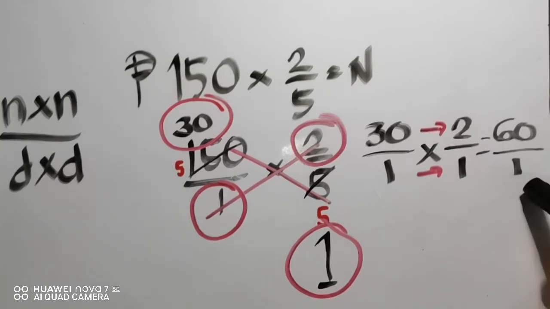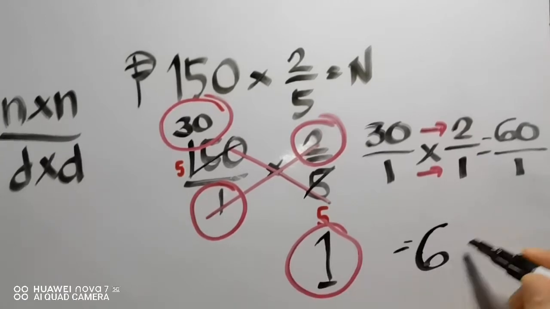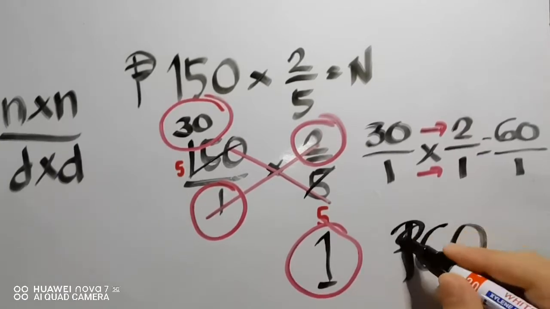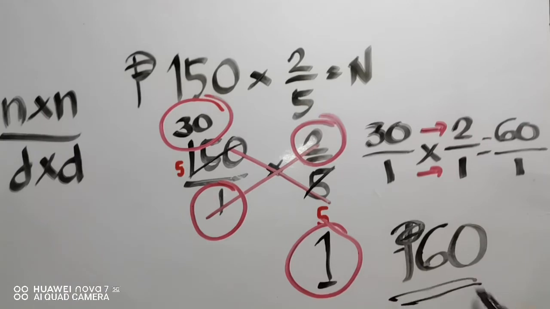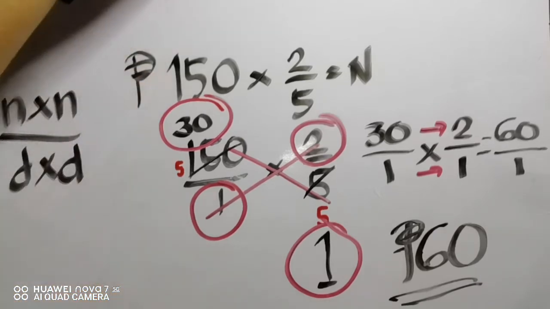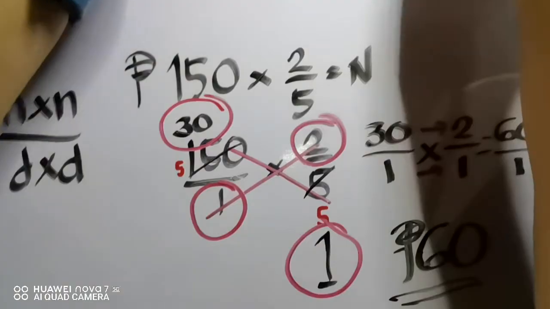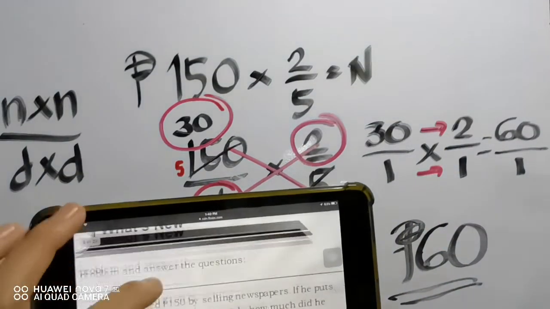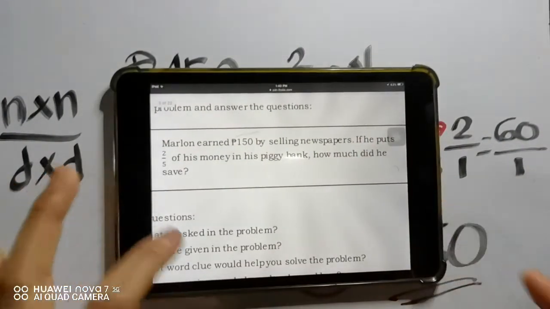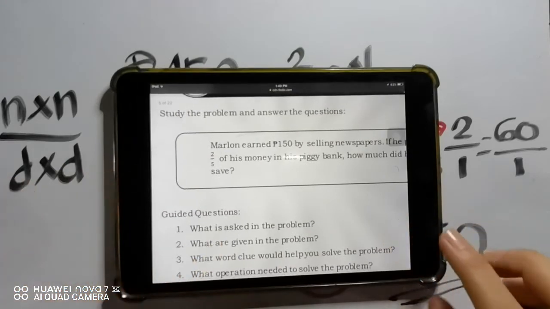So, kapag tinanggal mo yan, i-divide mo yan, our answer still will be 60 pesos. Katulad ng answer natin kanina. This time lang, nagpaliit tayo ng number, nag-cancel tayo. Gumamit tayo ng GCF. Okay? So, let's try. Okay? Ito yung ating lesson.